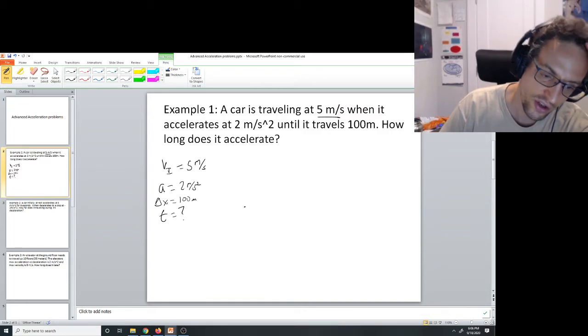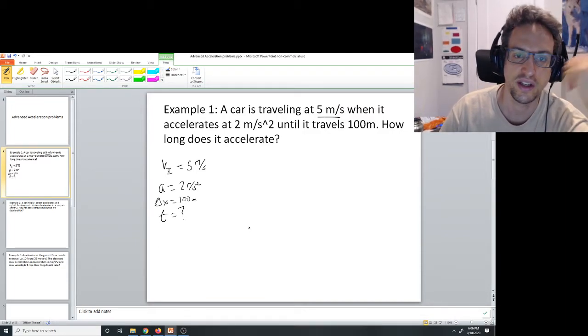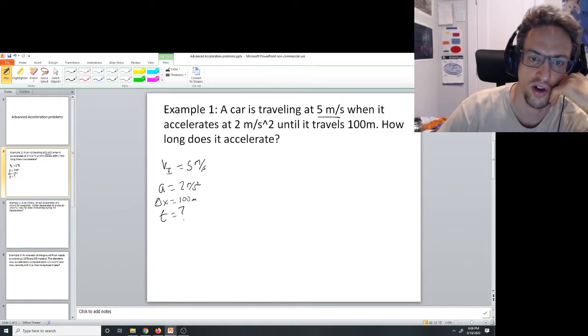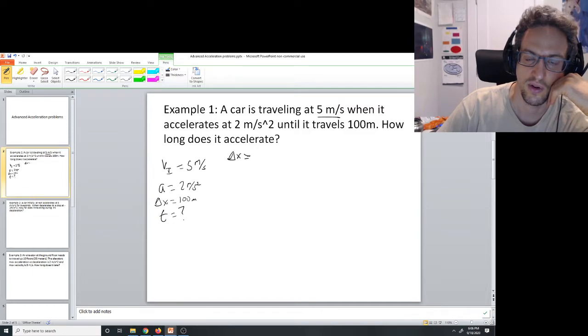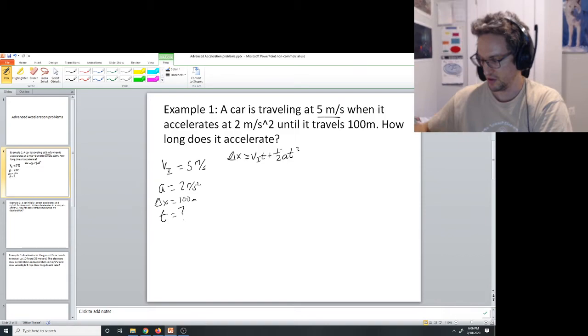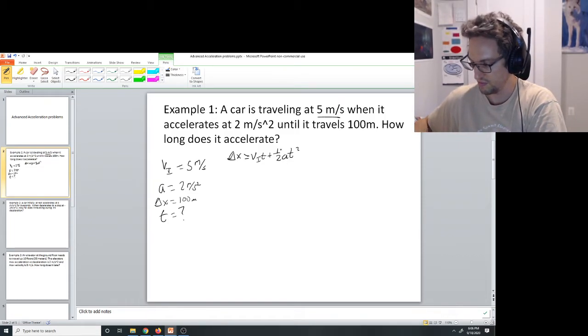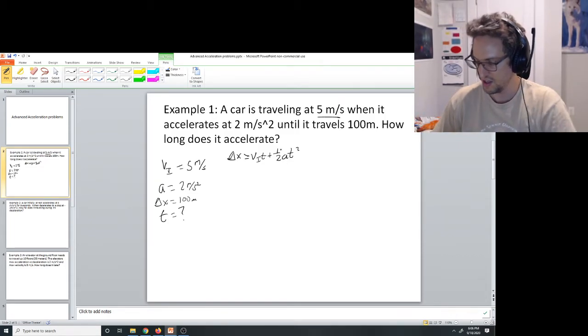Now, the good news, or what you would hopefully immediately see, is that these are four variables that all exist in the same equation. It's the change in x equals v initial times time plus 1/2 a t squared. So let's solve it that way. That seems like the easiest way to do it. Let's get to it. Oops, I'm gonna knock some stuff over here, guys.